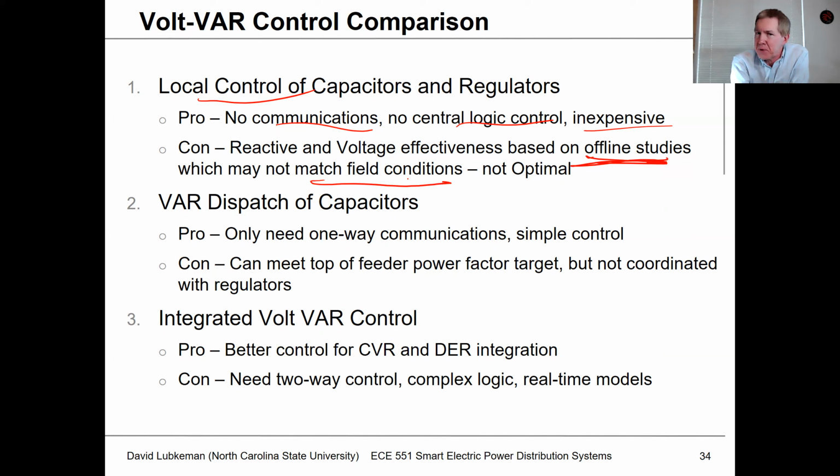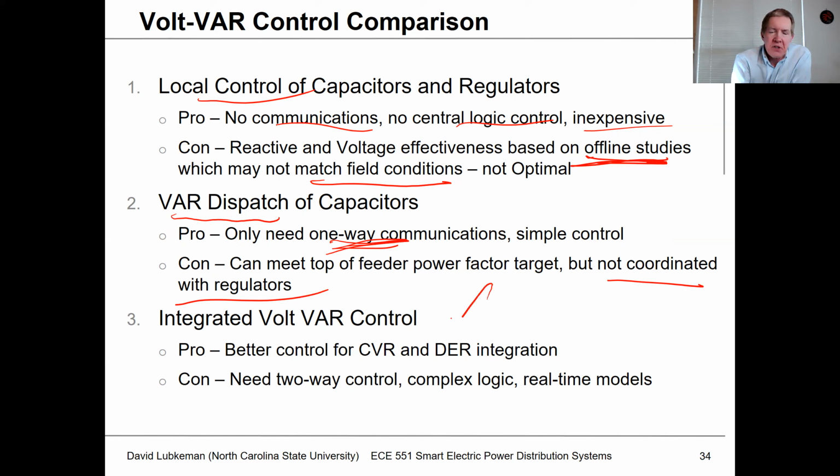And so to the extent you can predict what's going on with the power flow, you can probably get this to work. But if you're getting different things to happen than what you can work out in your power flow, then this is probably not the best way of approaching this. If you just did VAR dispatch on your capacitors or simple power factor control, you would only need one-way communications, and this is a very simple control, but we're not coordinating with the voltage controls.